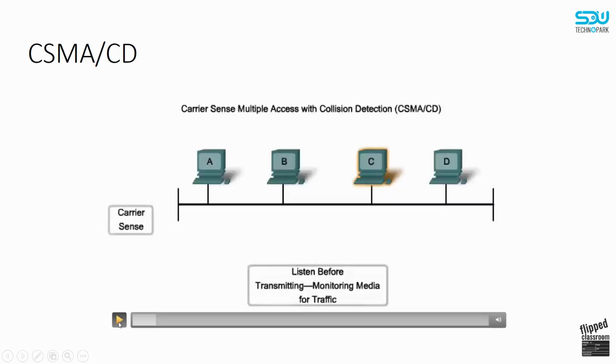What happens? Computer C wants to send information, and before sending, it is listening to the media. If someone is already sending information to another computer, then computer C will hear it because they are on shared media.